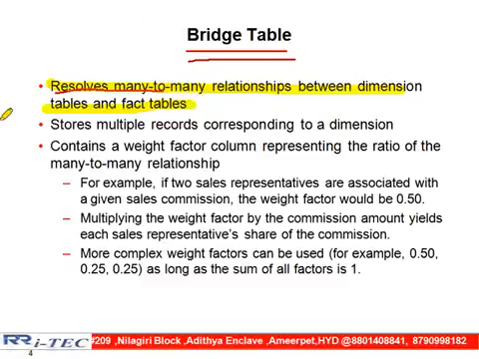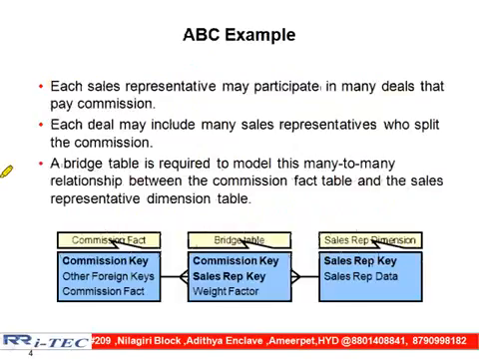For example, see this first example. If two sales representatives are associated with a given sales commission, then the weight factor would be 0.50. What is the meaning of this? I am taking two tables here. One is the sales representative dimension table. The second is the commission fact table.